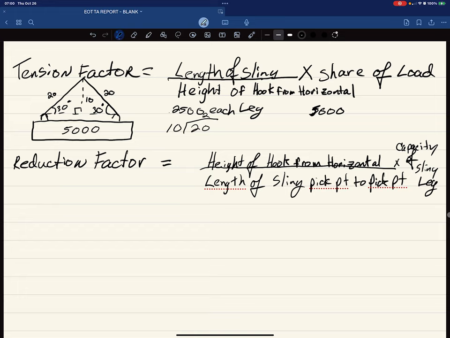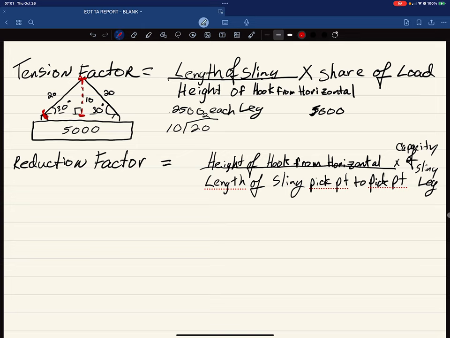Okay, now going a little farther, we're going to talk about reduction factor. Reduction factor is the hook height from the horizontal divided by the length of the sling from pick point to pick point. So from pick point to pick point, indicated in red here, to here, and from the horizontal, from here to the top of the hook, or excuse me, the saddle of the hook.